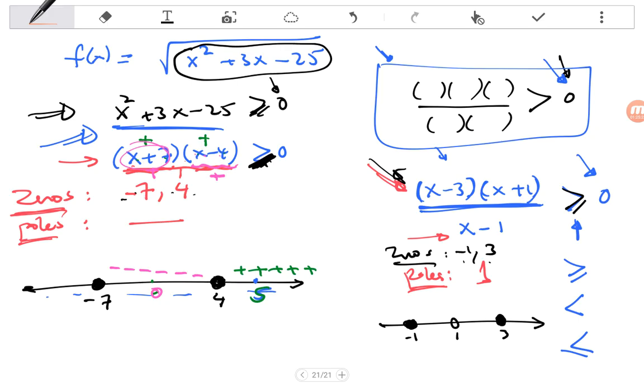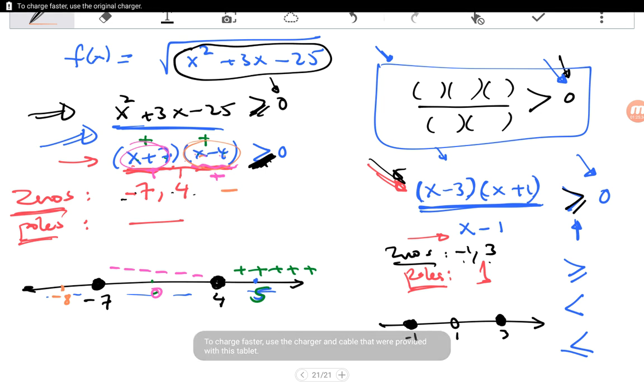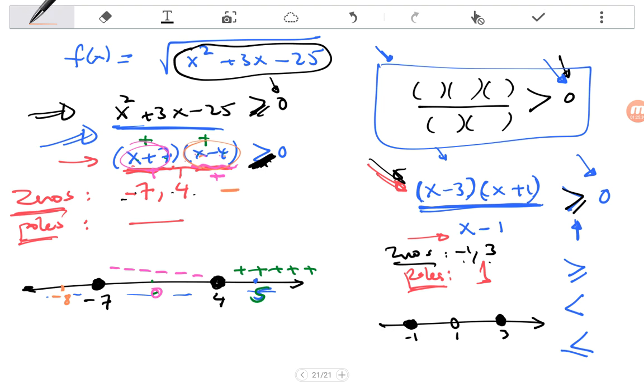What about this interval? We choose, for example, negative 8. In that bracket, negative 8 minus 4 will give me a negative or a positive? It will be negative. What about this bracket? Negative 8 plus 7 will give me a negative value also. So negative times negative will give me a positive value. So that will be positive like this.